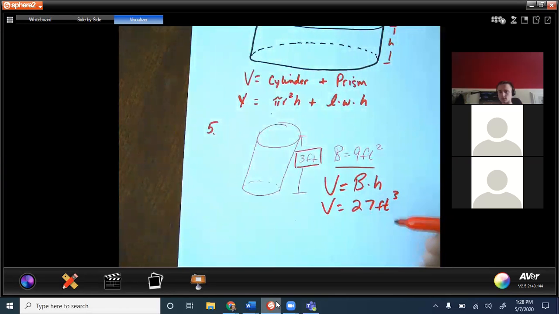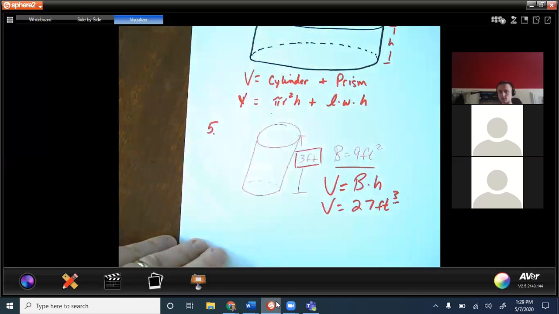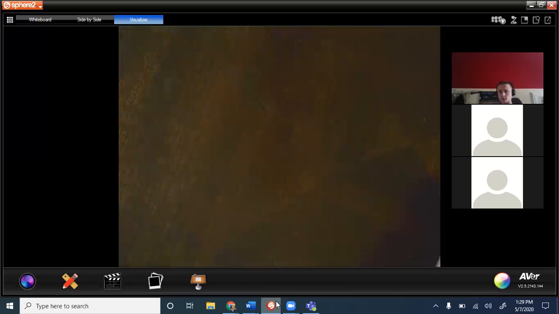Now, cubed. Now, that's something we haven't talked about. Because area is feet squared, pi r squared, and units squared. And then we're adding another unit to it, and we're multiplying. So we end up with volume is always in the cube measurement. And so this would be 27 feet cubed. All right. Any questions on that? Number 5. Speak up now. All right. Keep moving along.